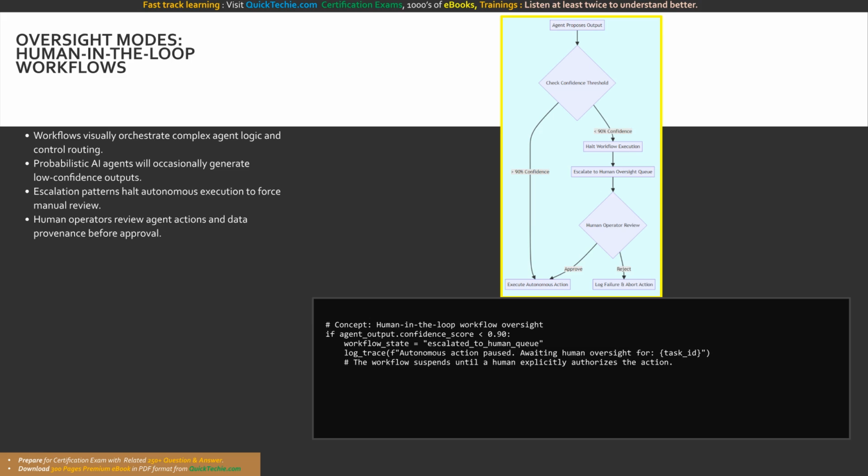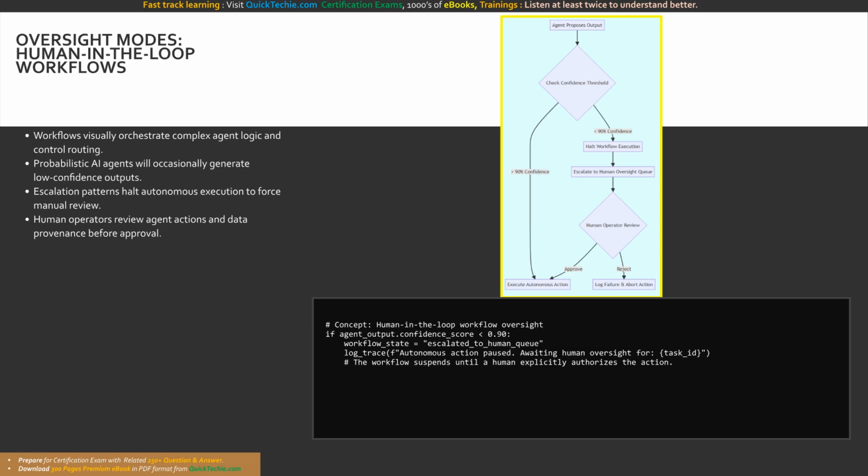If an agent is analyzing a customer's refund request and its calculated confidence score falls below your strictly defined quality threshold, the workflow must actively halt the autonomous execution. It then securely escalates the structured JSON payload, alongside the agent's proposed action, directly to a human operator's queue. The human operator thoroughly reviews the agent's reasoning, examines the attached data provenance metadata and citations, and makes a final, authoritative decision. Only after the human explicitly approves the action does the workflow resume and execute the final API call.